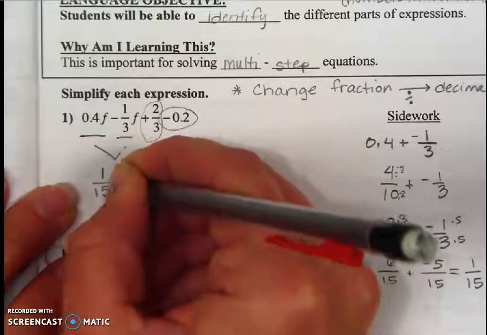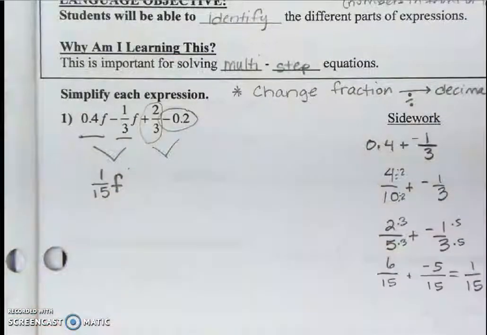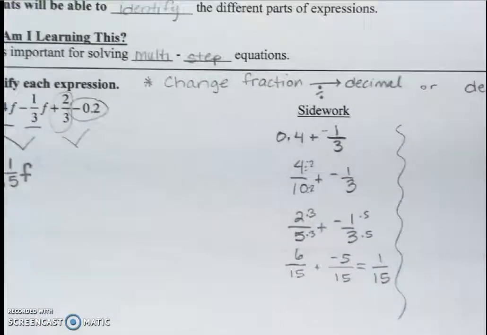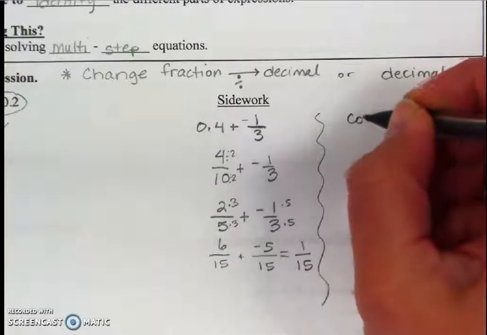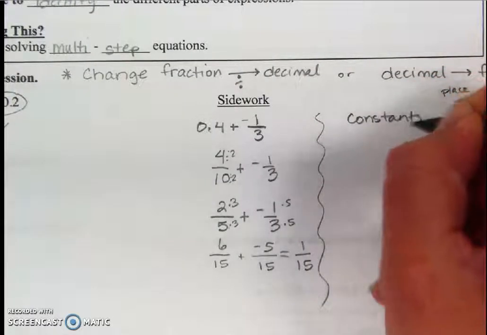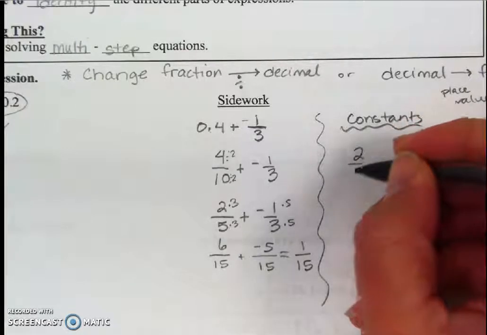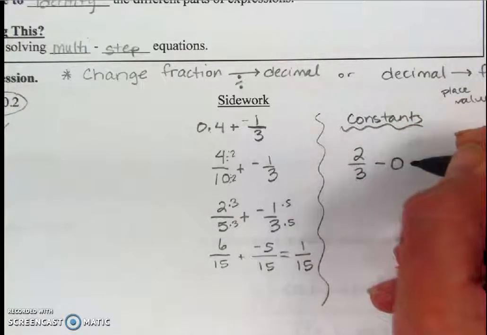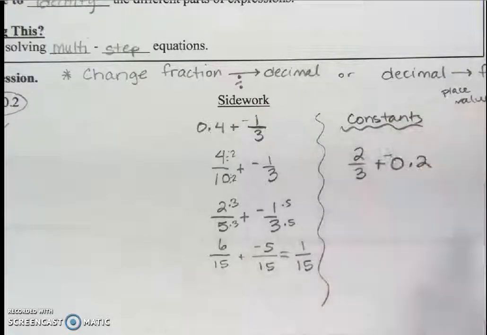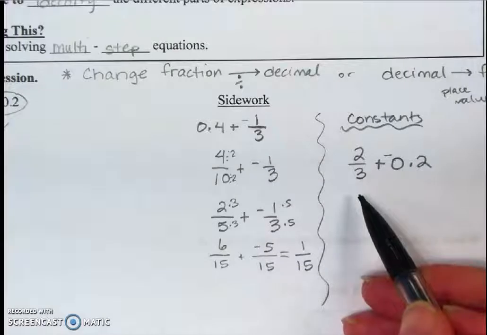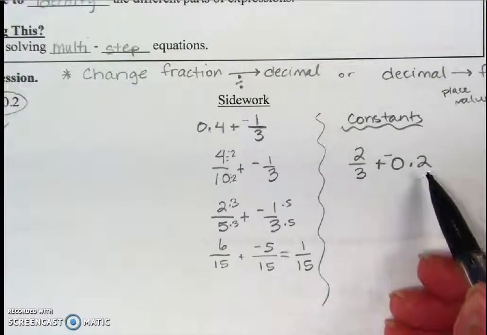Those were the F's. Now on to my constants, 2/3 minus 0.2. And again, thirds, I already know are going to repeat. Let's write constants over here so we know what this is. These are the constants. So that's 2/3 minus 0.2. Remember, all minus is plus a negative. And again, I know thirds repeat, so that's not going to be a very accurate decimal, so I'll work with changing the decimal to a fraction.